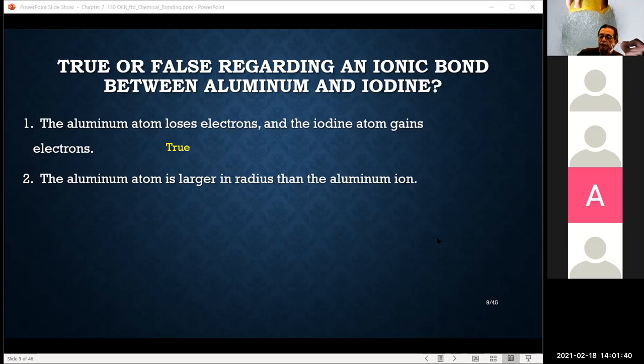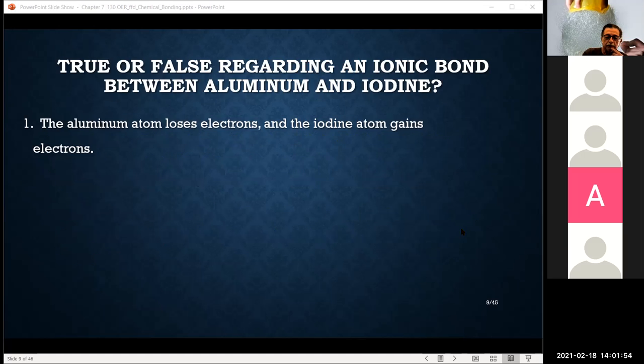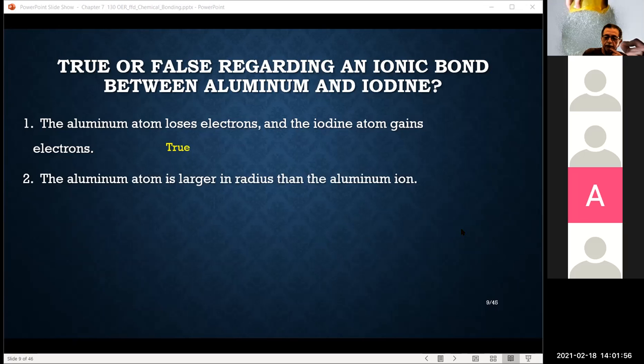Think about aluminum. When it becomes an ion, what did it do? It lost electrons. It's a metal, so it's going to lose electrons, and specifically, it's going to lose 3 of them. Okay, so the aluminum atom is larger.